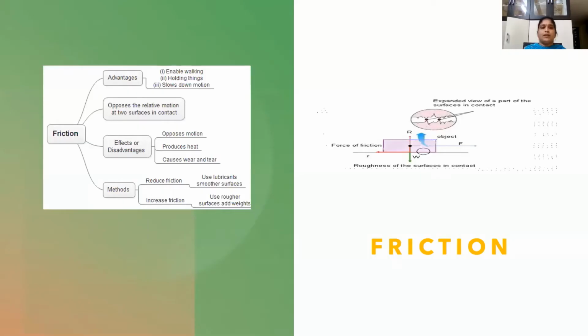In this lesson, the main key things we are going to learn are what is friction, what are the advantages of friction, what are the methods to reduce friction, and what are the disadvantages of friction. Apart from that, we also study the types of friction and how we have to apply friction to different applications. So these are the things.